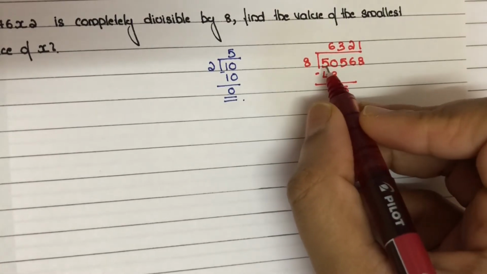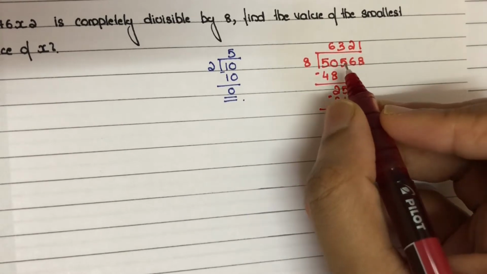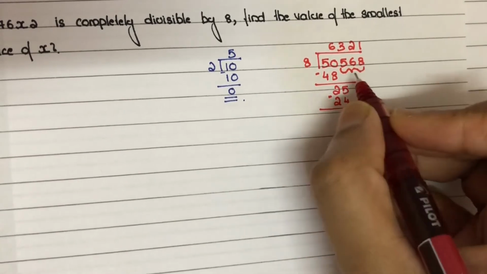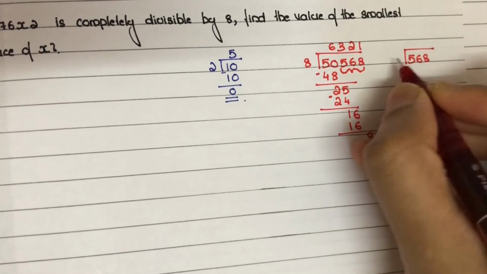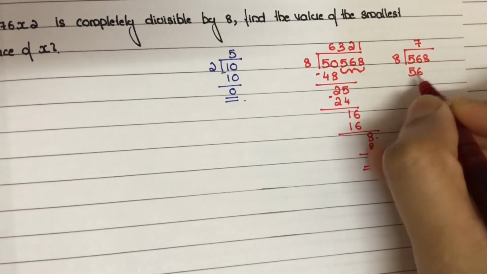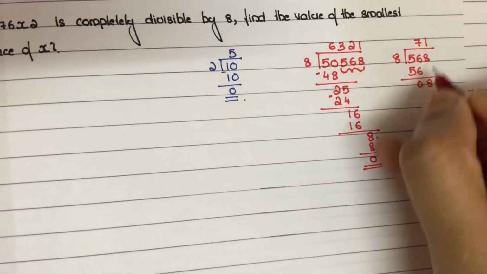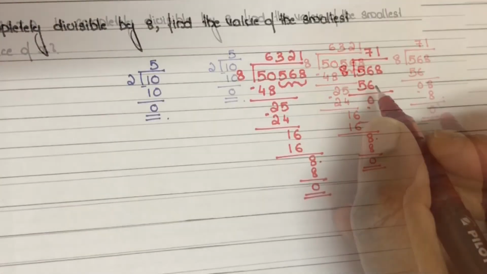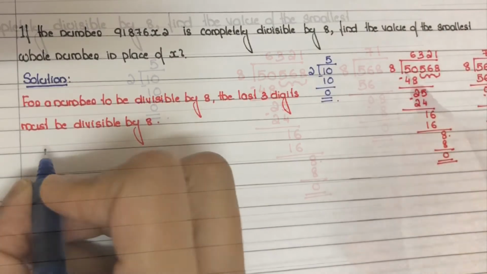Now our condition is, if a number is divisible by 8, then the last 3 digits must be divisible by 8, right? So here the last 3 digits are 5, 6, 8. Okay, we can check it. 568 divided by 8: 7, 56, 56 minus 56 is 0, 8, 1, 8, remainder equal to 0. That is, 568 is completely divisible by 8.